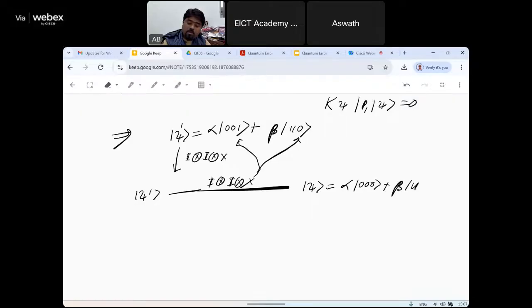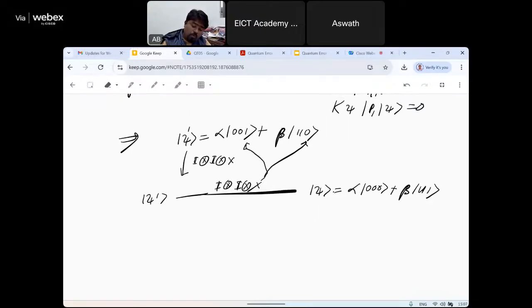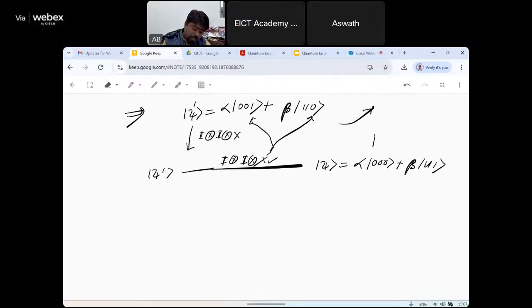As we know, X flips 0 to 1 and 1 to 0. So the question is, if I know P3 is giving non-zero, then only I apply an X gate on the third qubit. If P1 is 1, that implies my correction gate is X tensor I tensor I. So this is the correction term which I am going to have in the circuit.